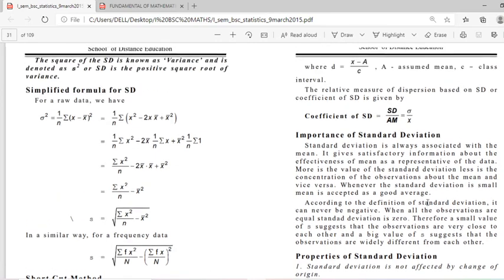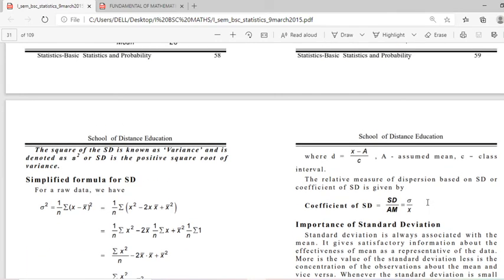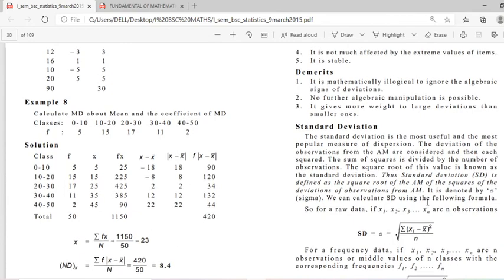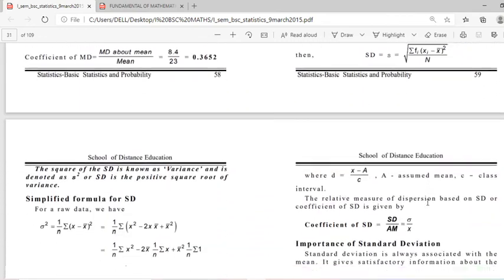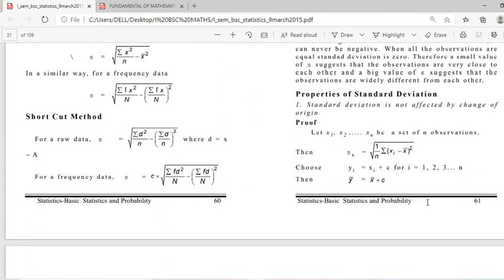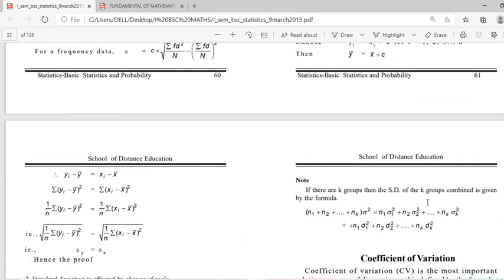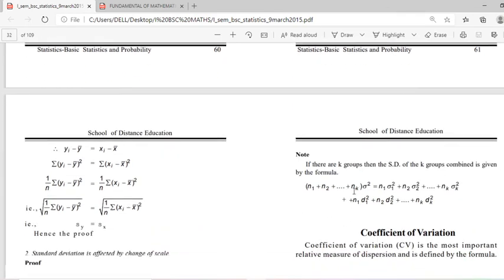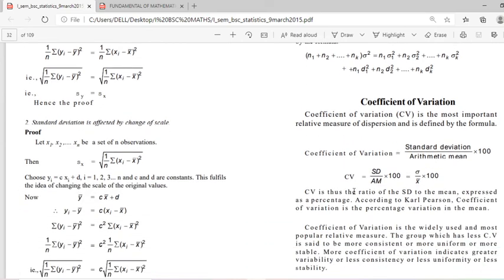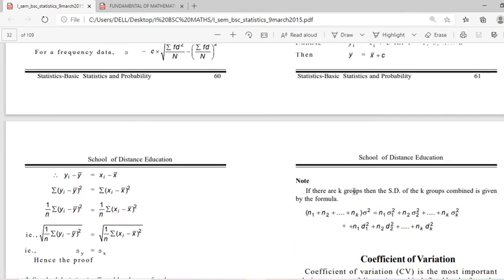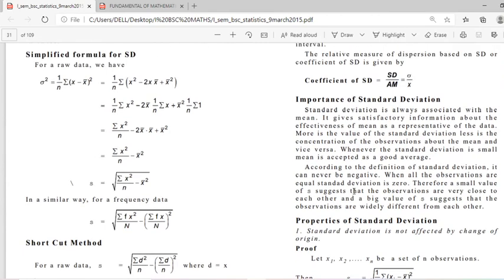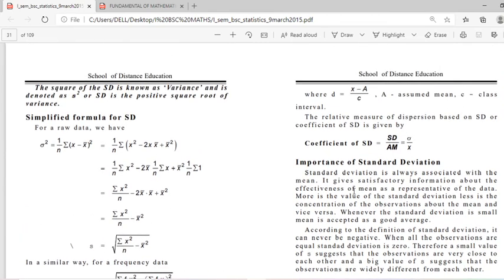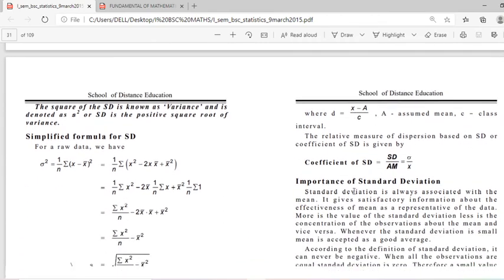I think this is sufficient for today's discussion. You can write down this matter in your notebook and on the Moodle platform. We will discuss the properties after you study up to this. After you study this discussion, we will discuss the properties. Then only you can understand the properties in detail. So you have to study these standard deviation concepts from today's class, and you can write and submit.